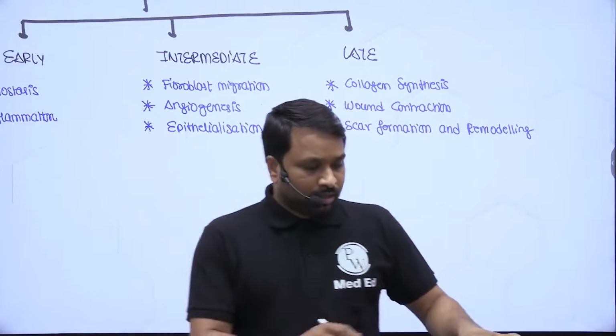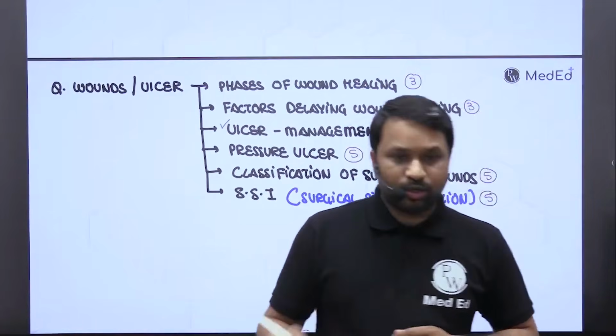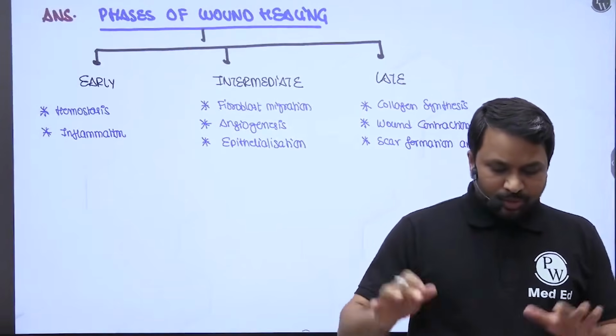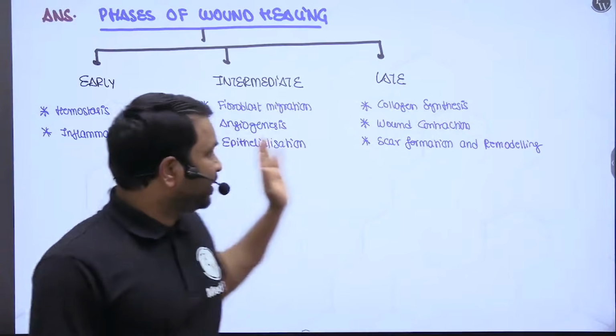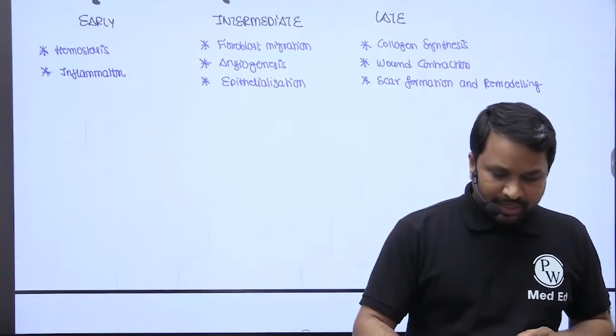Right? Where the ulcer and its management, we'll talk about all the different types of ulcers. We'll cover everything. Okay? Now, whenever they ask you about the phase of wound healing, first write this. The minute you write this, the examiner knows that you know there are 3 different phases of wound healing. That is going to be an early, intermediate, and late phase.